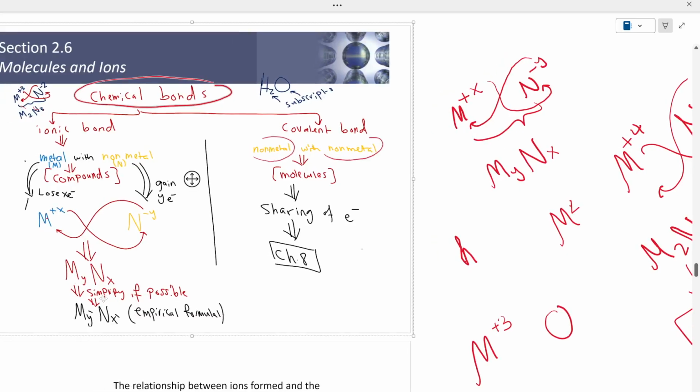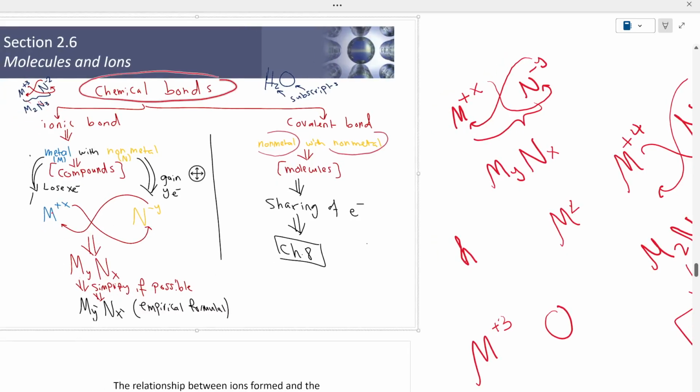After the simplification, here we write simplify if possible. After the simplification, you will get the simplest ratio between y and x. This is called empirical formula. Inshallah, we'll later discuss the empirical formula, but keep in mind empirical formula is the formula in which you have the simplest ratio between the molecules.